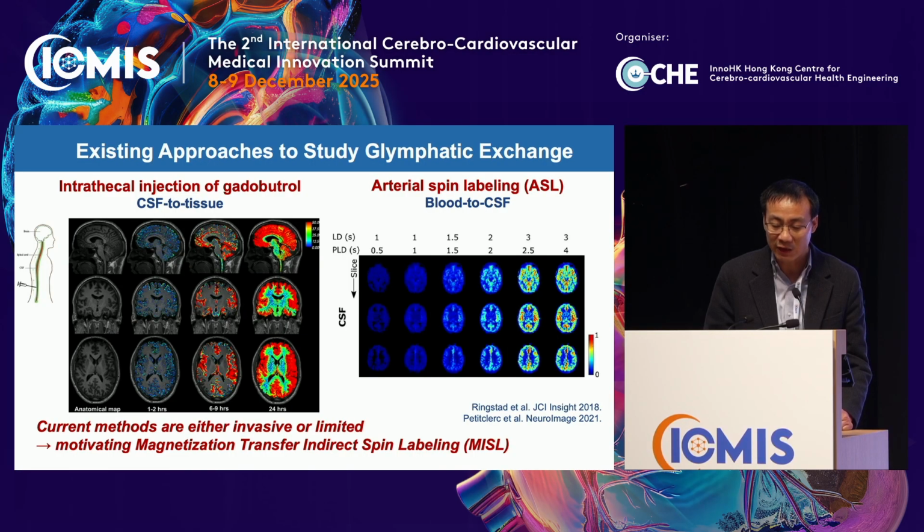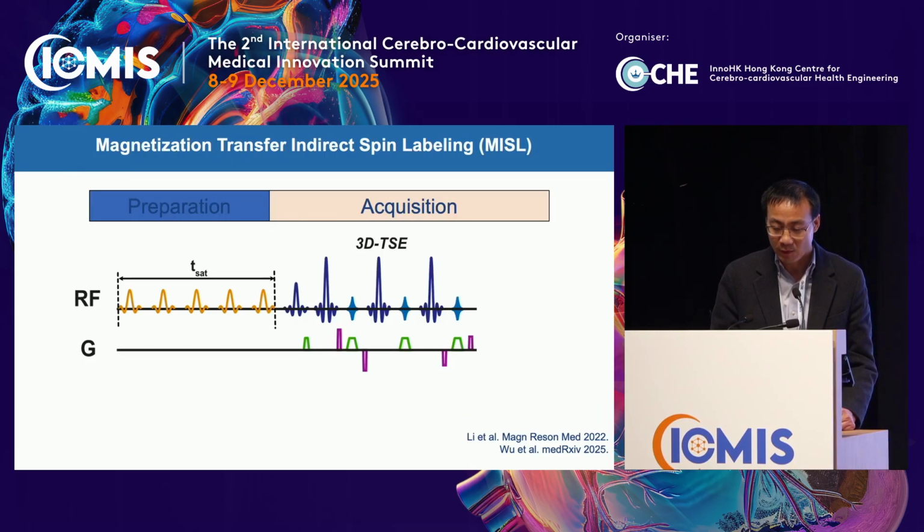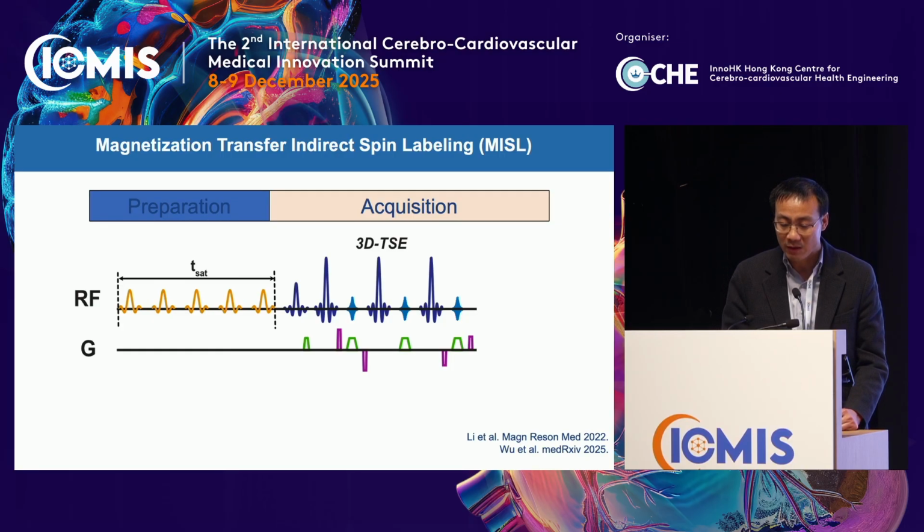We really need a non-invasive method for glymphatic function assessment, basically looking at the ISF CSF exchange process. Therefore, we have developed this method called the magnetization transfer indirect spin labeling approach. In this approach, again, we have two separate modules: one is the preparation module, one is the acquisition module. In the preparation module, as shown here, is just a train of RF pulses. Here we use single Gaussian pulses with some delay, and of course some offset. For the acquisition module, we use a 3D TSE readout.